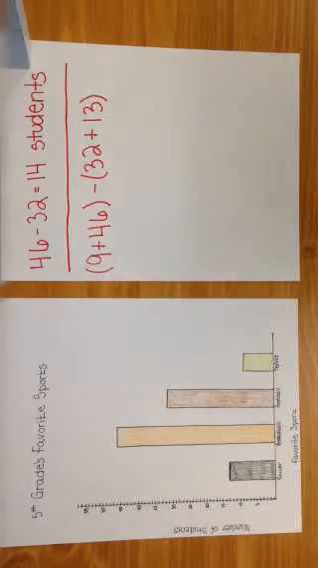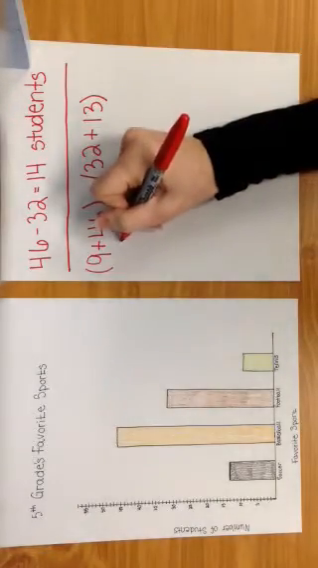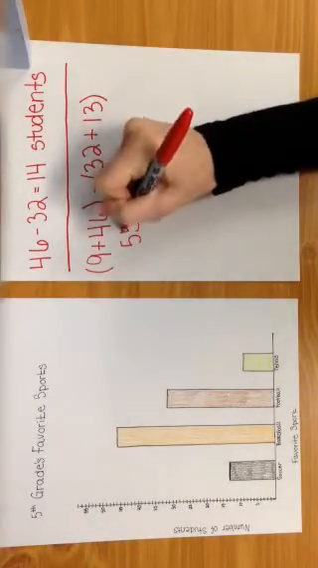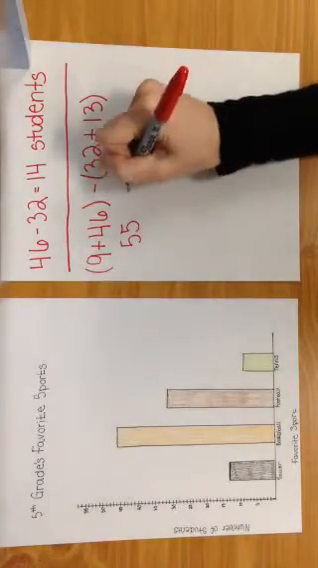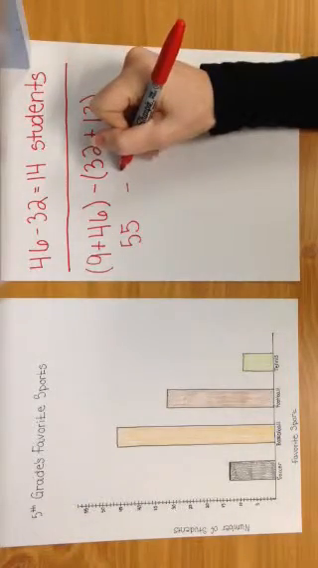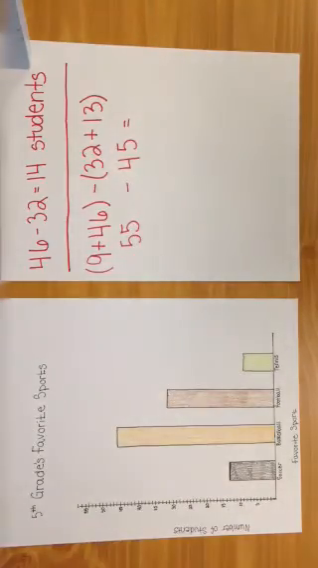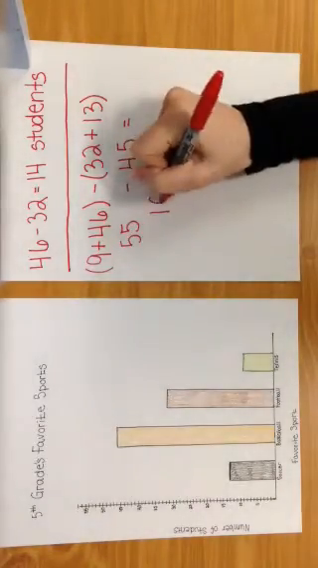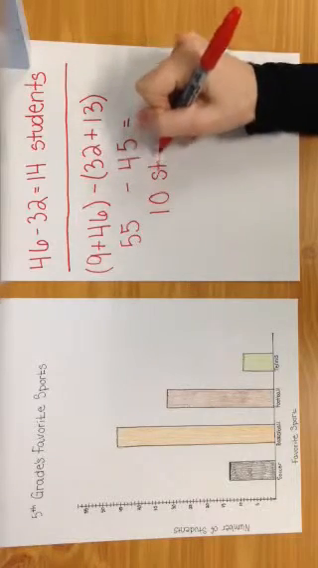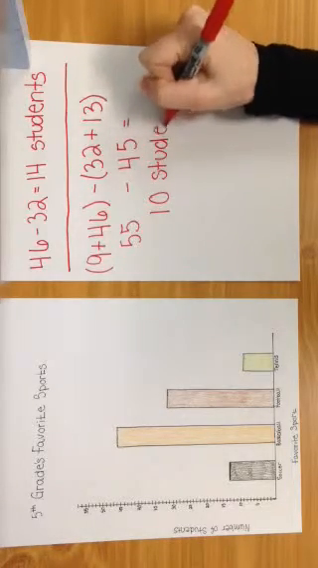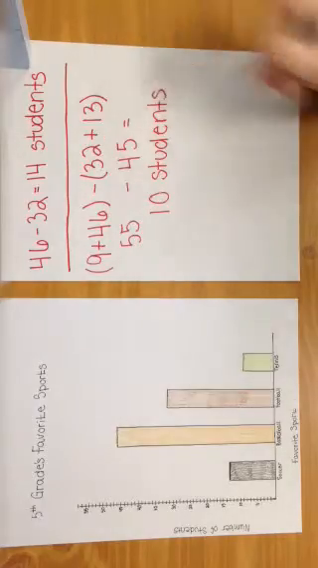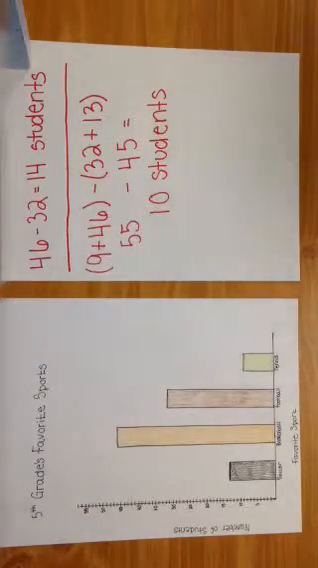We complete this problem and solve for the answer. 9 plus 46 equals 55. 32 plus 13 equals 45. We subtract them and we get 10 students as our final answer. Therefore, we know that 10 more students chose tennis or basketball rather than football or soccer.